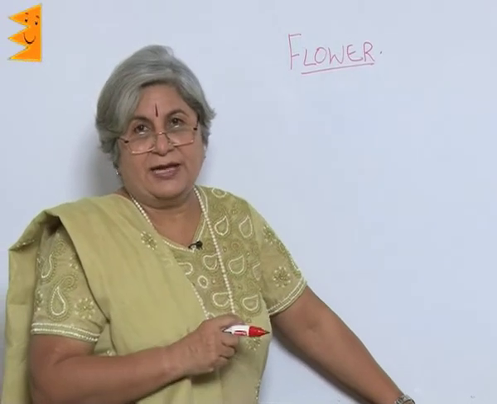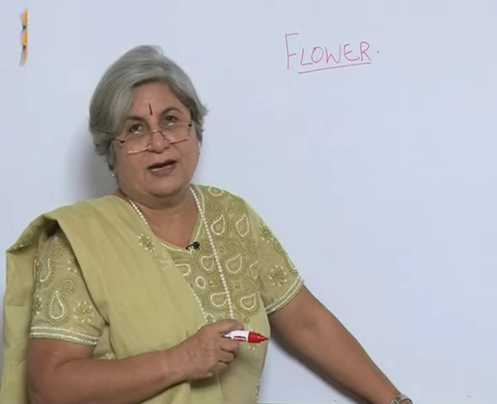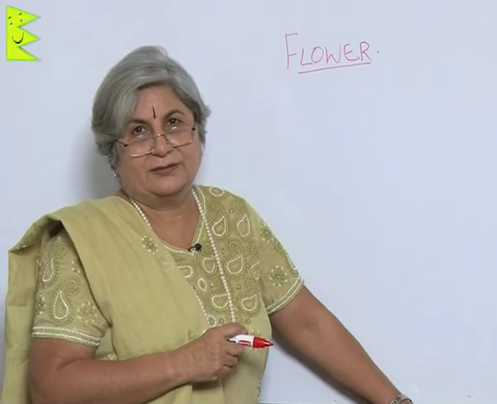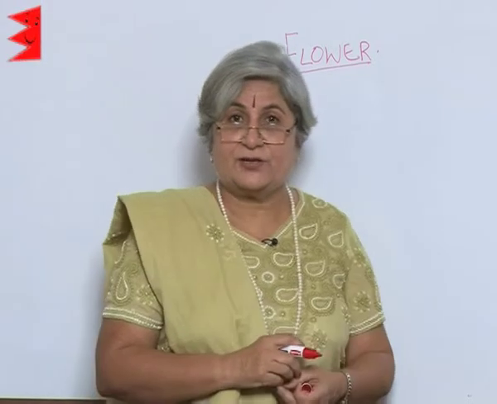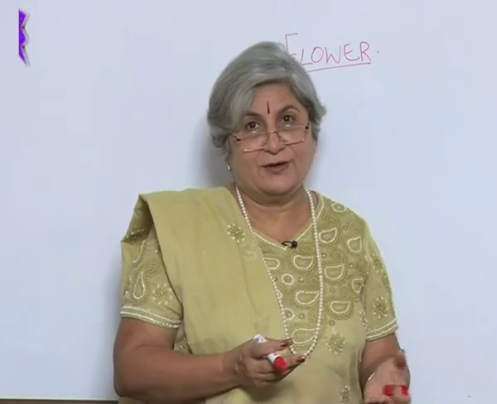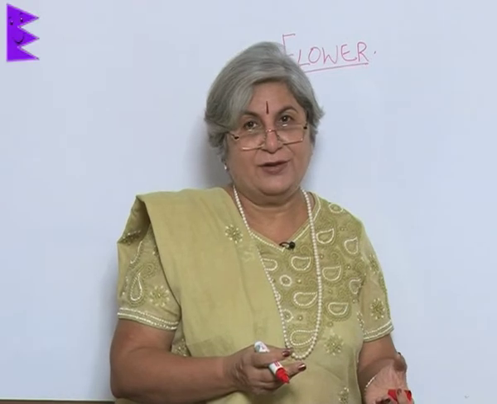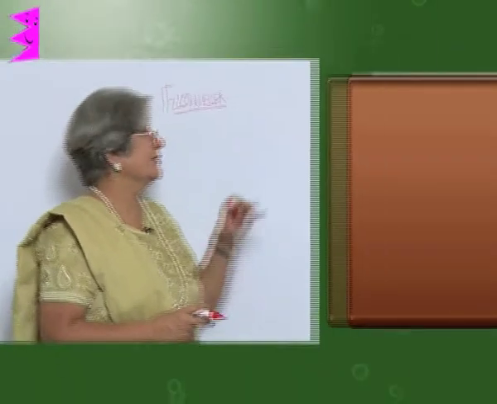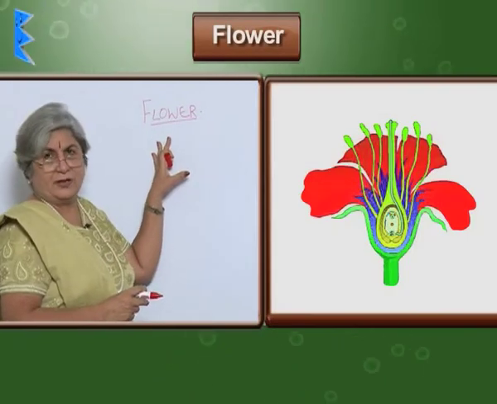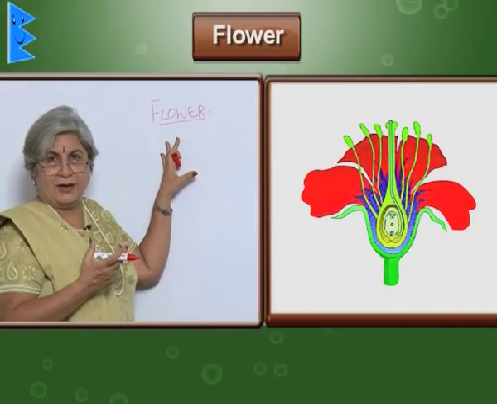In the case of animals, the sex organs are ovary and testis. But what about the plants? Can they reproduce sexually? Yes, of course they can. And we know the part which is concerned with reproduction is the flower. How many parts are there in a flower?